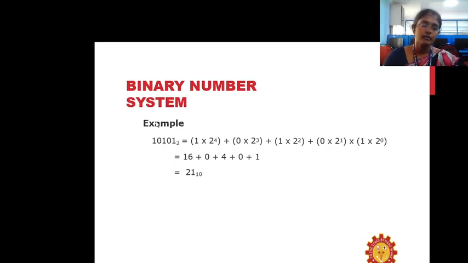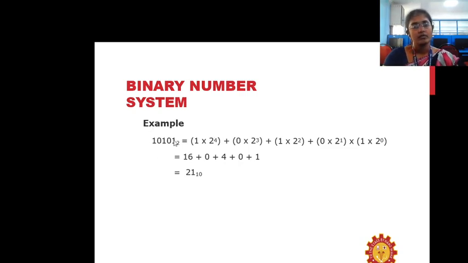Here is an example for the binary number system. The given input is 1 0 1 0 1 with the base of 2. The base 2 determines that the given number is in the binary number system. If the base were 10, it would come under the decimal number system, and the calculation would be each symbol into 10 to the power.